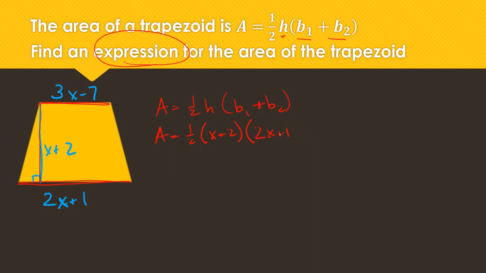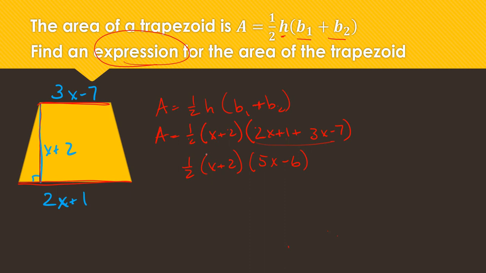Okay, and my pen's getting a little iffy here. So plus base 1 plus base 2 plus 3x minus 7. So I'm going to do my addition first to get a nice, neat term for the sum of my bases. 2x plus 3x, I'm not multiplying now, I'm adding. 2x plus 3x is 5x. 1 plus a negative 7 is negative 6.